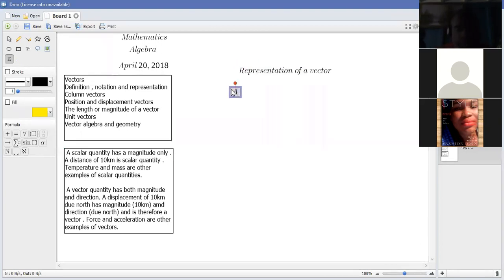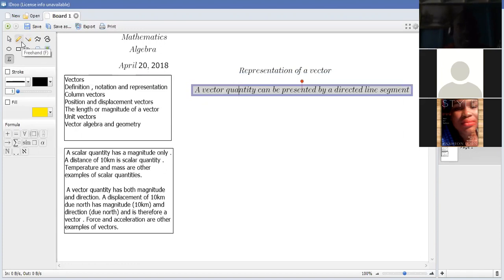A vector quantity can be represented by a directed line segment. This says can be, so it means it's not just one way alone, right? When you see the word by, it just suggests how something is done.